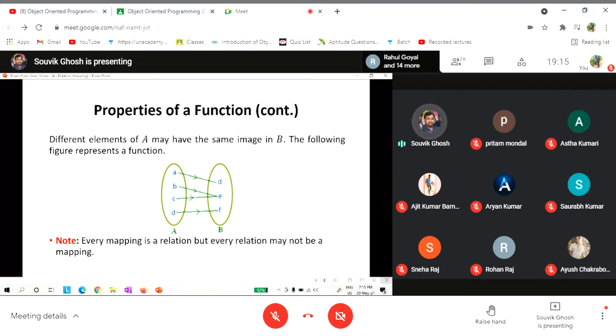So this is very important. That is, every mapping is a relation, but every relation may not be a mapping.